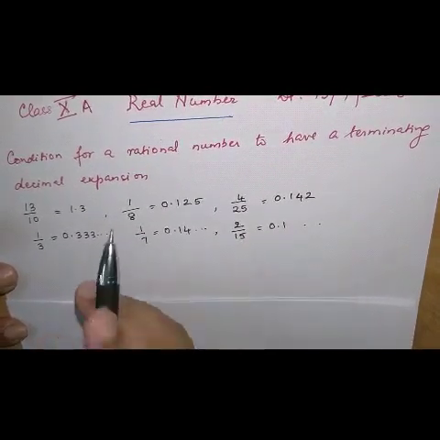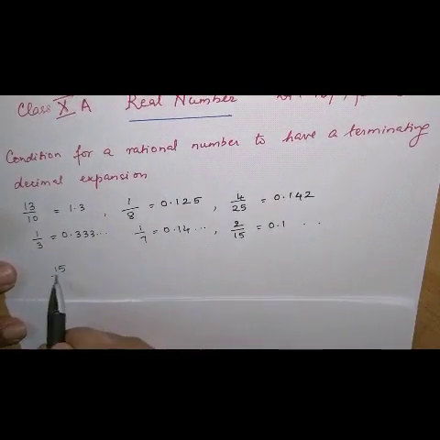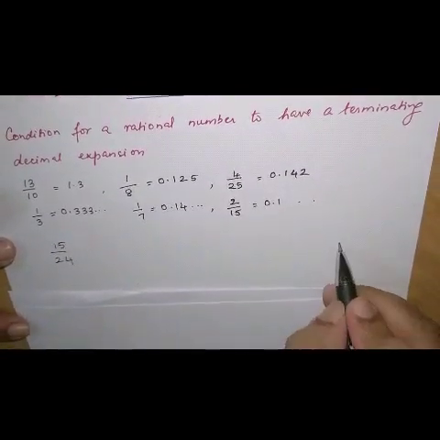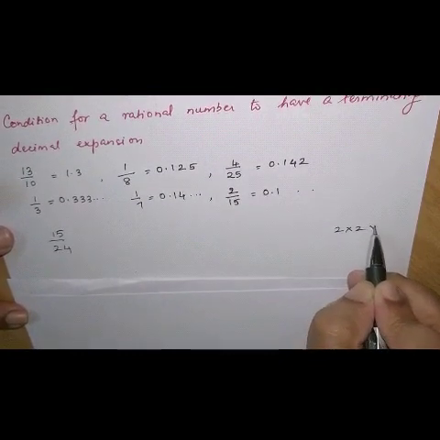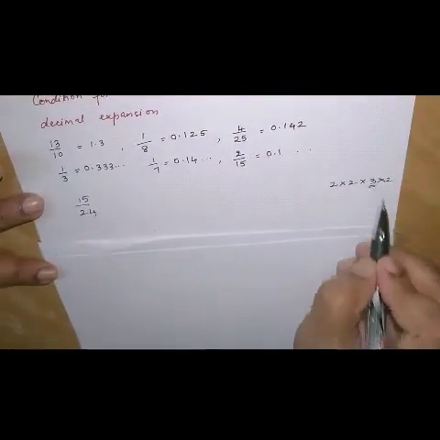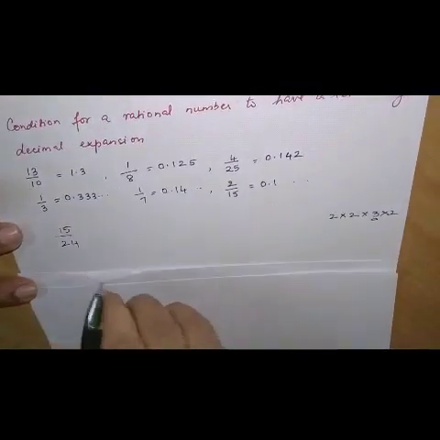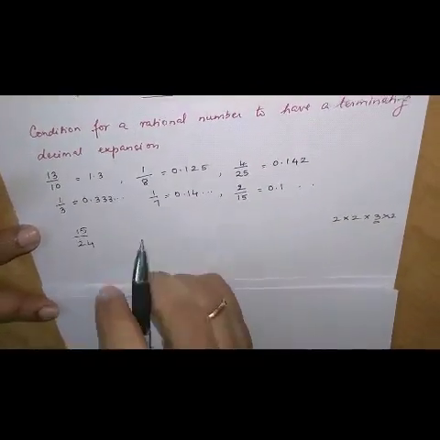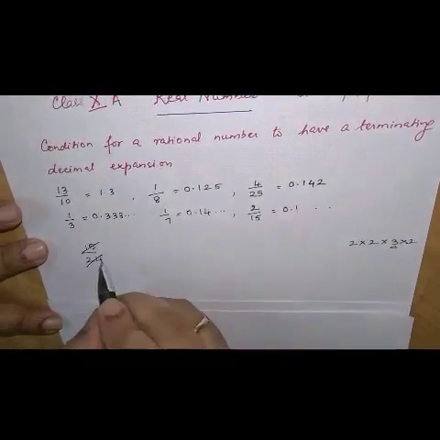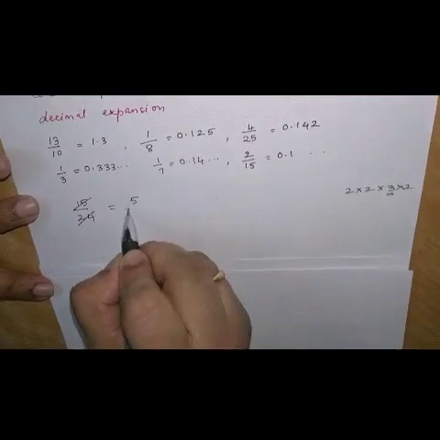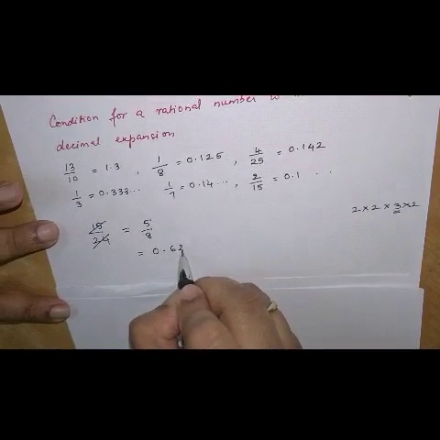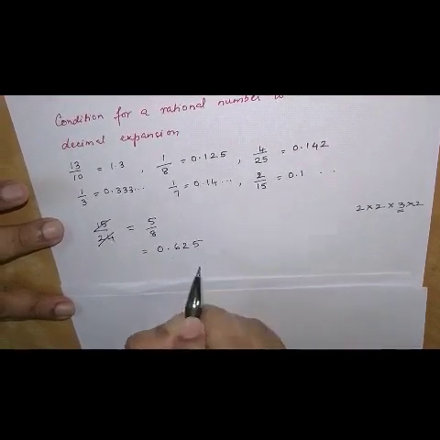But one thing you have to remember, that you have to write it in the standard form. So if it is 15 by 24, where if I find the factors of 24, it will be 2 into 2 into 3 into 2, correct? 8 into 3. So here 3 is coming, so we feel that this is a non-terminating decimal. But this is not written in the standard form. So we have to first write it in the standard form. It will be nothing but equal to 5 by 8. And this can be written as 0.625. So here we see that it is terminating.